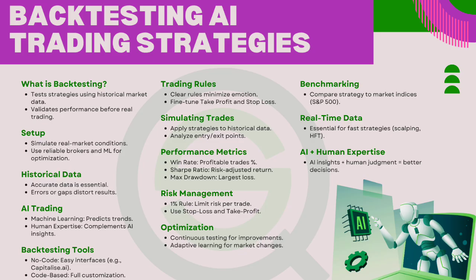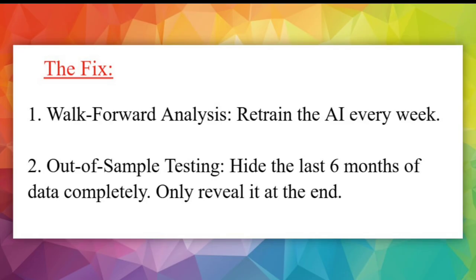Pillar 3. Backtesting and the curve fit trap. Watch out for overfitting, the #1 killer of AI traders. Your AI just memorized the test answers. It looks beautiful in backtesting, but the second you go live, it blows up. The fix. Number 1. Walk forward analysis. Retrain the AI every week.